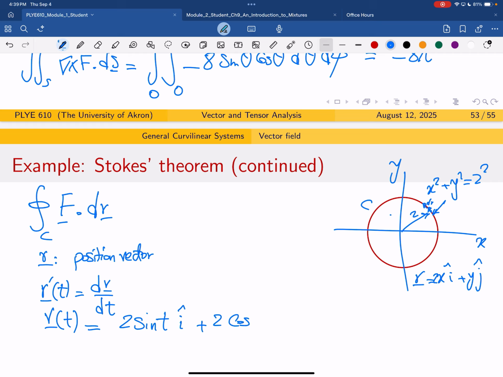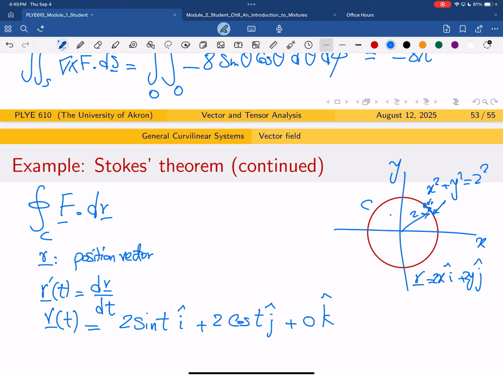So these are going to have 2 also here. Cosine t j plus 0 k. There is no k happening here, right? It's 2-dimensional. So whatever t I choose always is going to be on that red line. So it's going to consider all the points on the red line. This is called parameterizing basically the curve C, closed curve C that we have.